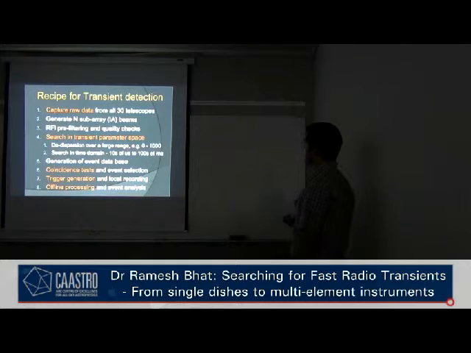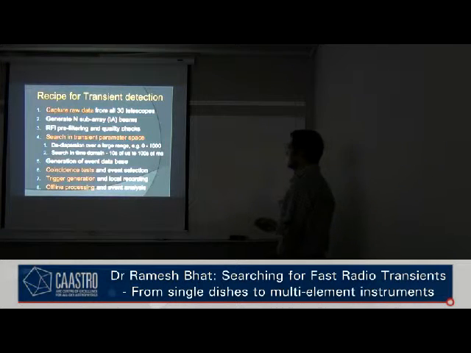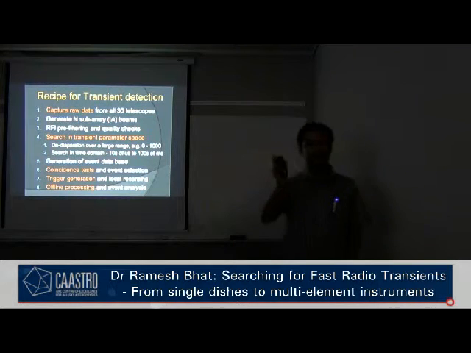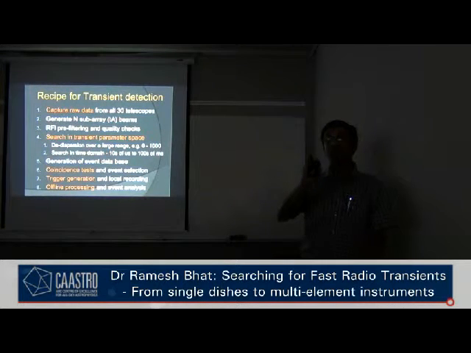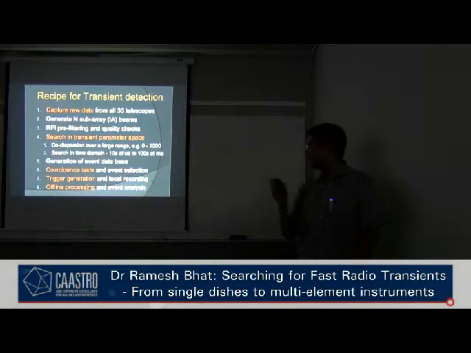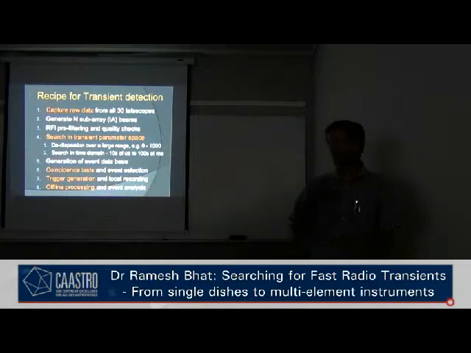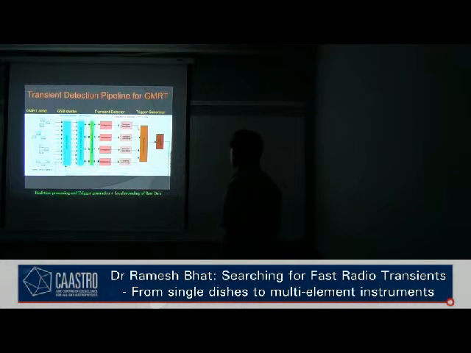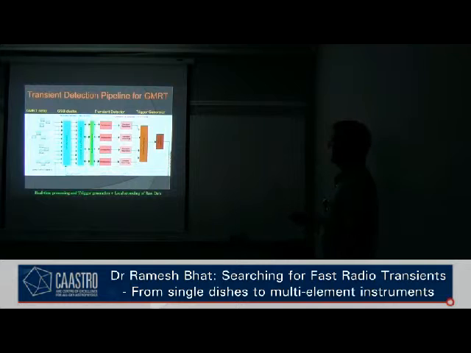Then you do your searching, and once you find a candidate event after your coincidence, you generate a trigger, and that trigger alerts the recording system to save that data segment, which could be about a few seconds, for further detailed scrutiny. That is when you go and do things like imaging and phasing and all kinds of things. So this is a very simple flow diagram of how it works.